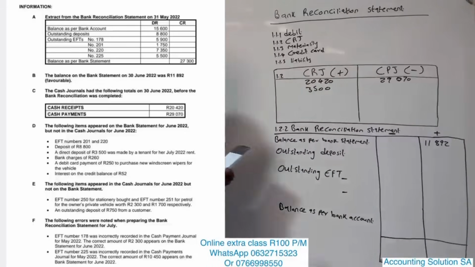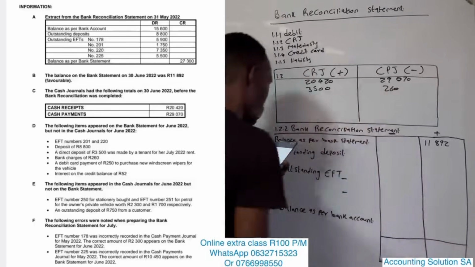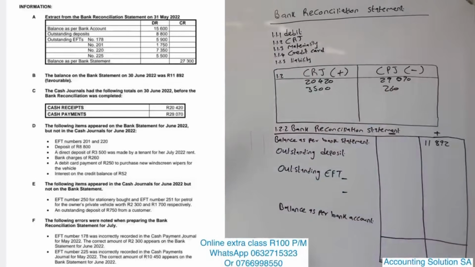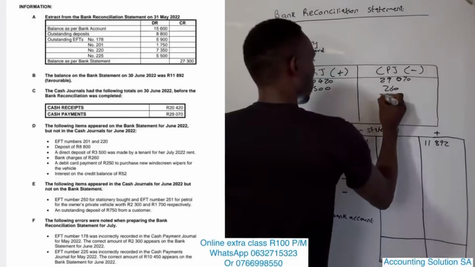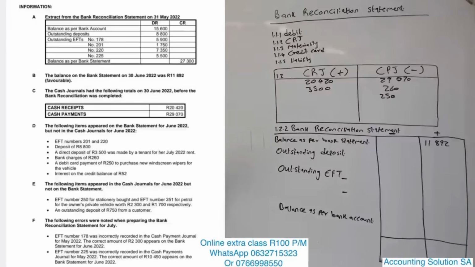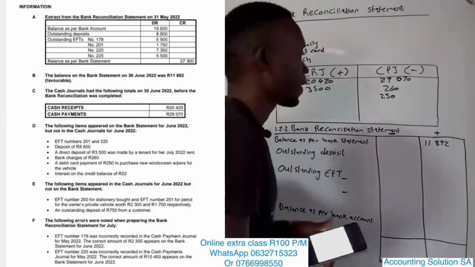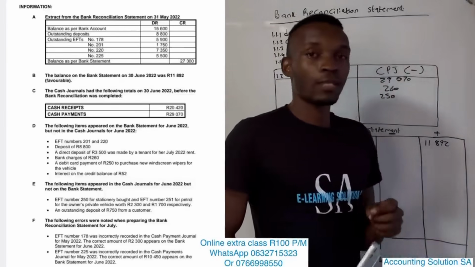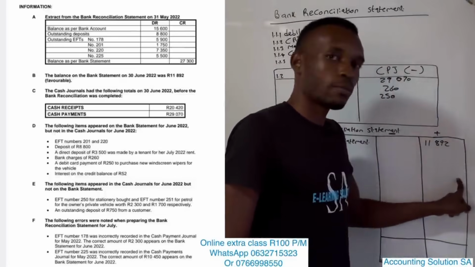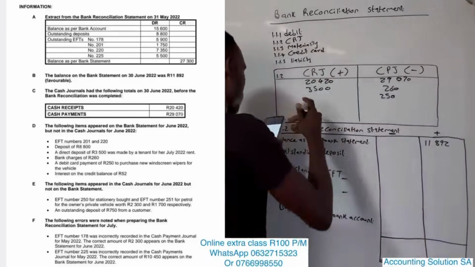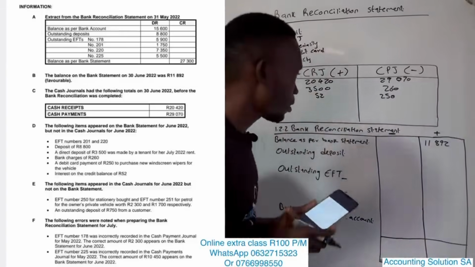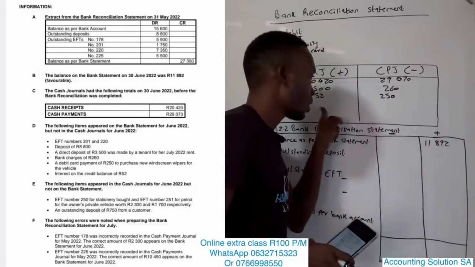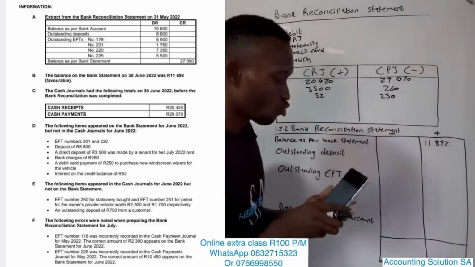Okay, bank charges of 260 is a cash payment. We have to record it on the cash payment side. A debit card payment of 250 to purchase a windscreen was not appearing. It is a cash payment. We have to record it here. Very simple. Okay. Then the other one, we have interest on the credit balance, guys. Interest on the credit balance of the statement is favorable, which means that it's a receipt when it comes to this side. 52 rand is a receipt because a credit balance on the statement is favorable, which must go here. Unfavorable goes here. They swap.